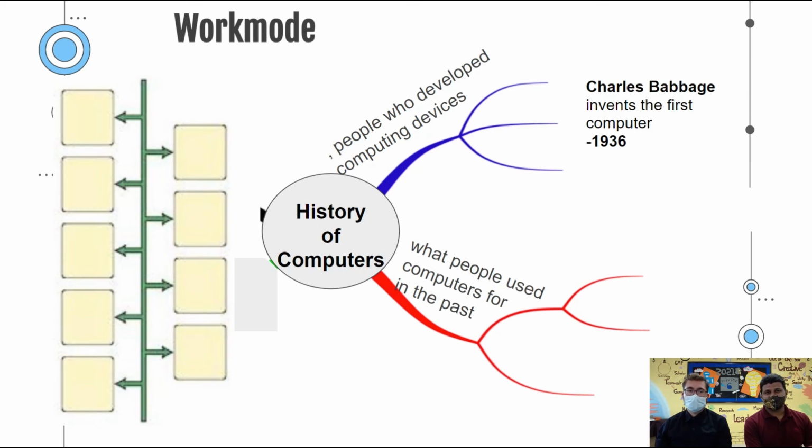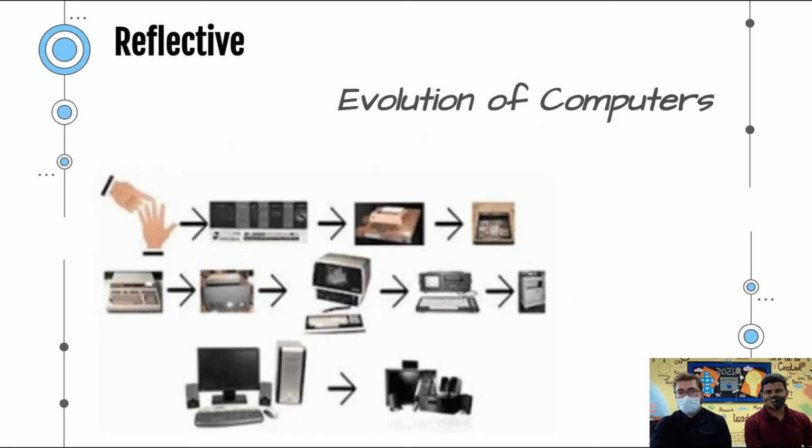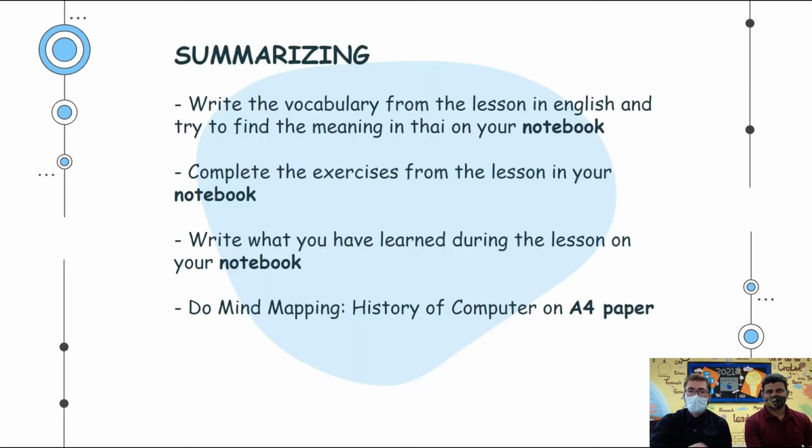So think about that. And on the left hand side, from the video, write down the dates and the timeline of everything related to technology that we have showed you. Evolution of computers. Write whatever you learned from this lesson. And then don't forget to write the vocabulary in English and try to find the meaning in Thai. And finally, do the mind map and the diagram of the history of the computer on an A4 size paper.